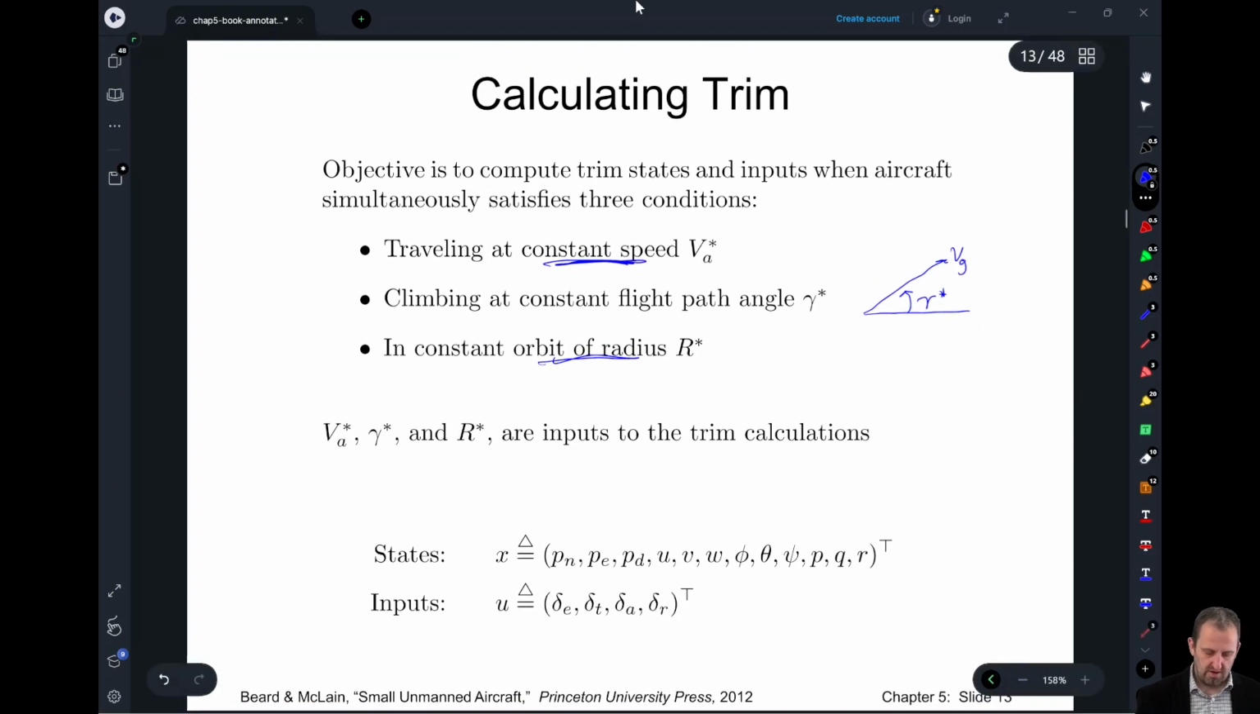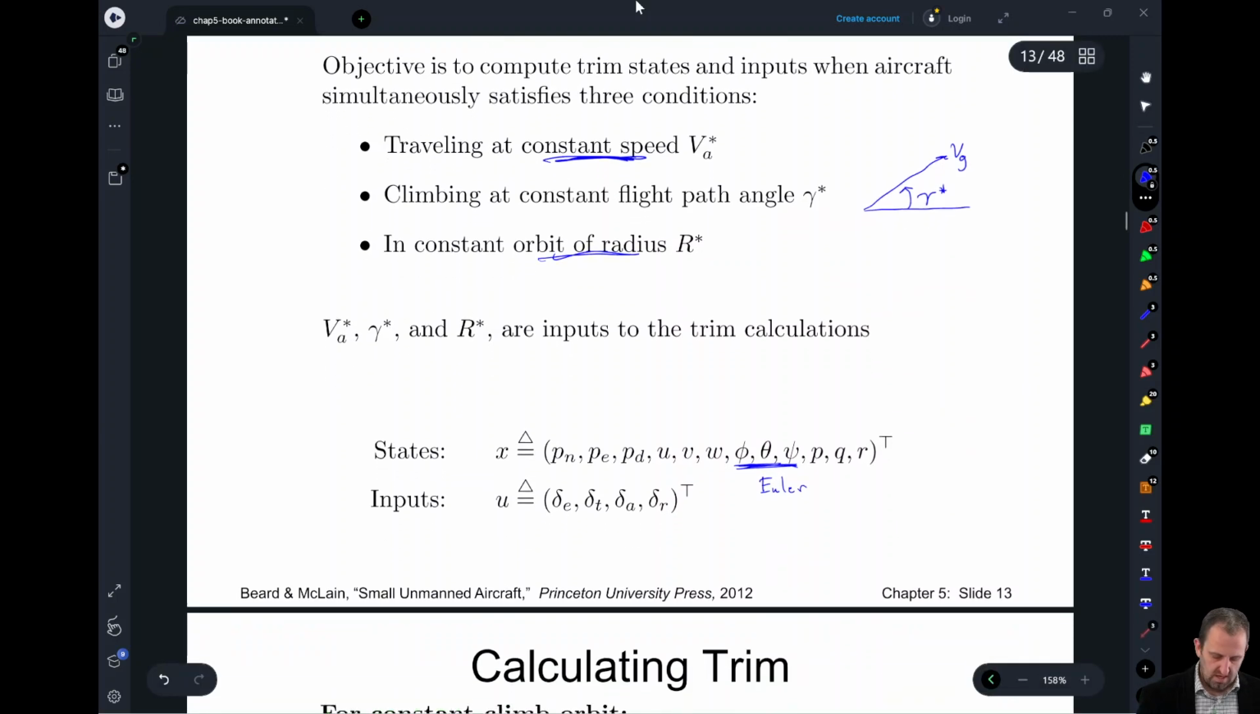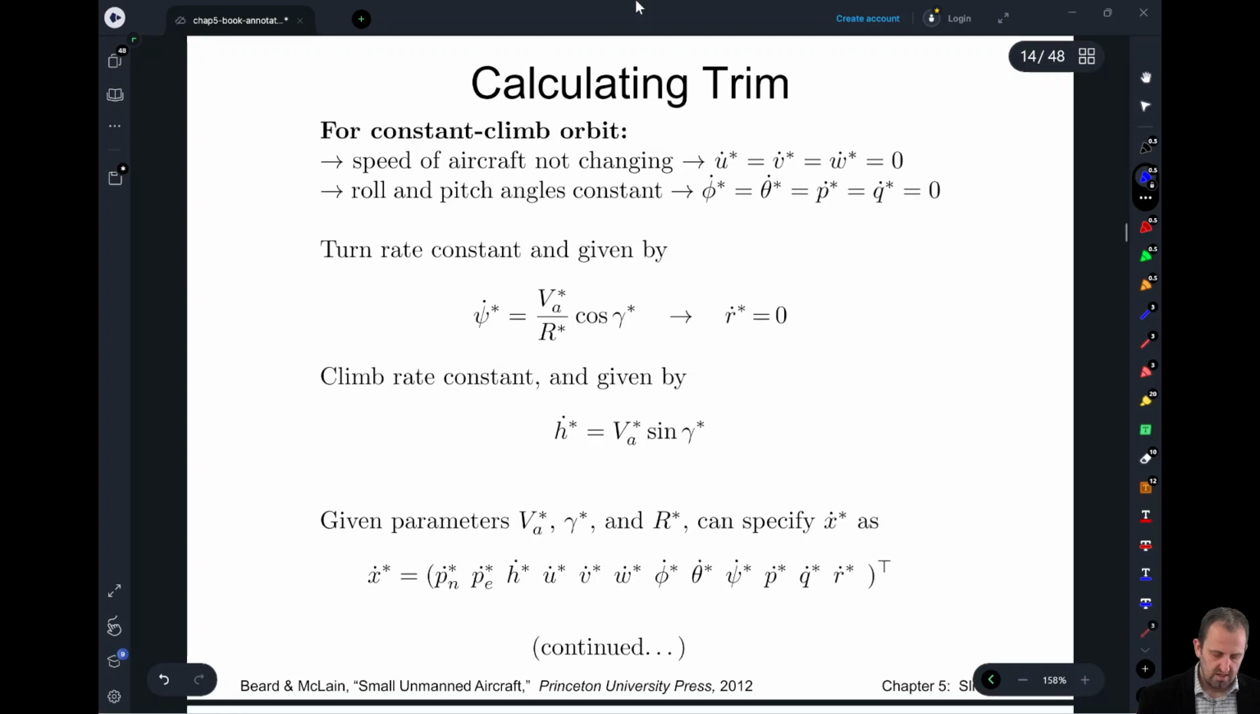Okay, and recall, in this case we'll use our Euler representation because that was really how we defined our coordinated turn. Okay, so let's go ahead and look at how we calculate our trim. So we're going to try to define everything that we can.